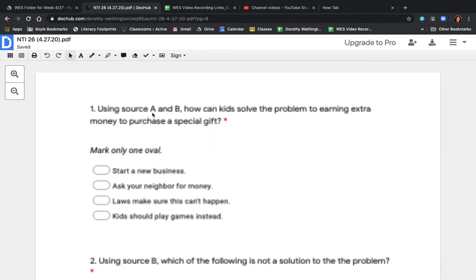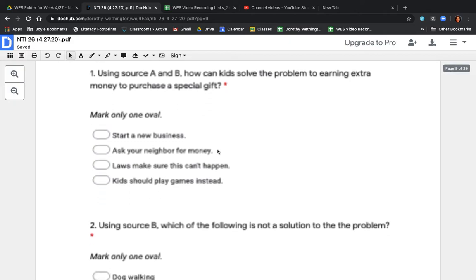Question 1. Using source A and B, how can kids solve the problem of earning extra cash money to purchase a special gift? Start a new business. Ask your neighbor for money. Laws make sure this can't happen. Or kids should play games instead.